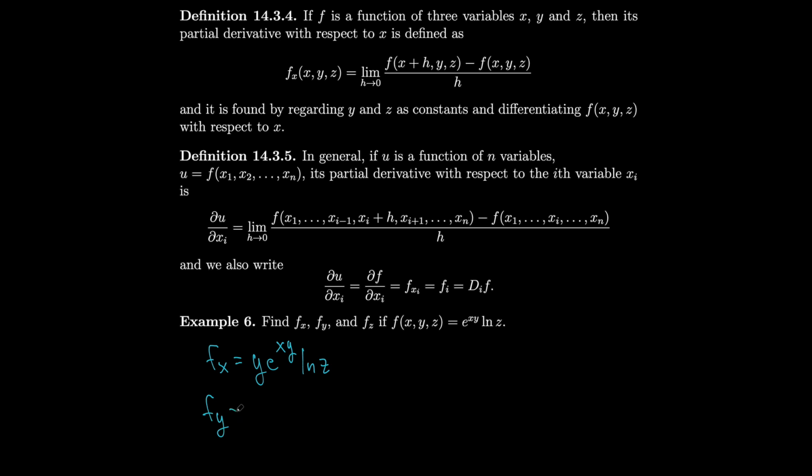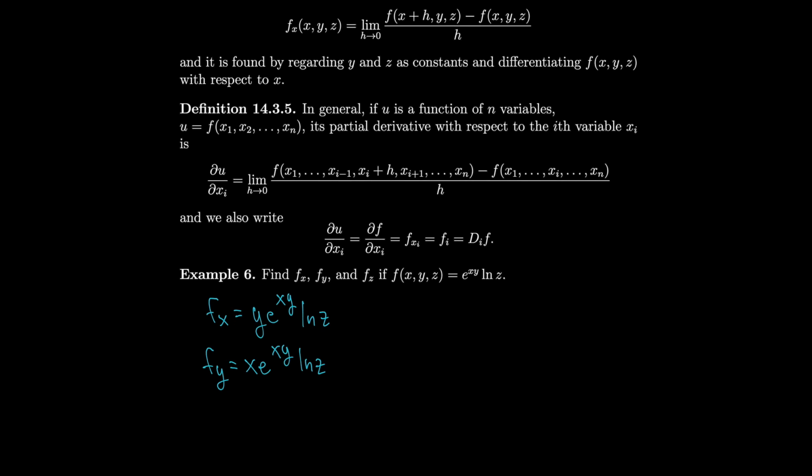If I want the partial with respect to y, it's pretty much the same thing. It's e to the y, and then there's this x constant in the way, so I pull that out. So that's x e to the xy times ln z. And then if I want the partial derivative with respect to z, well, notice that this is just some constant times ln. Derivative for ln is 1 over z. So this is just e to the xy, my constant, over z.